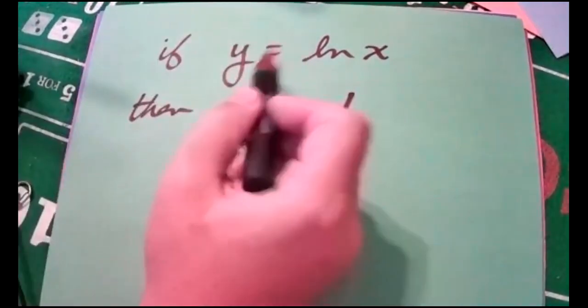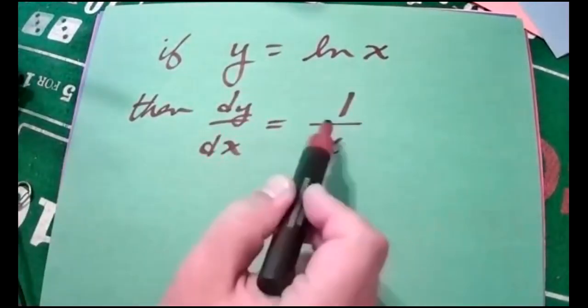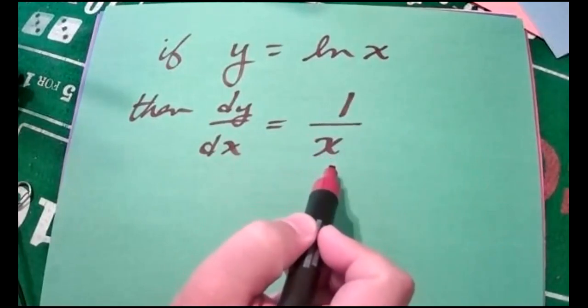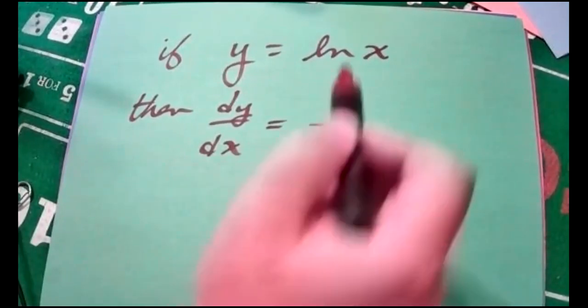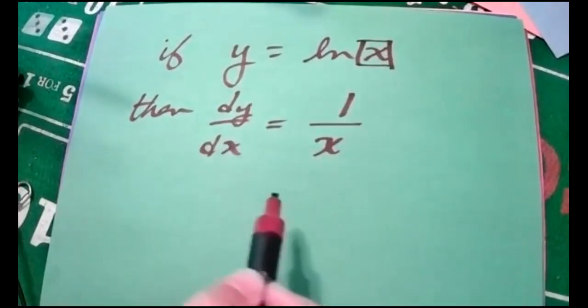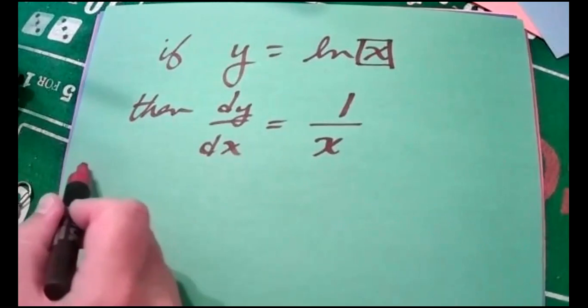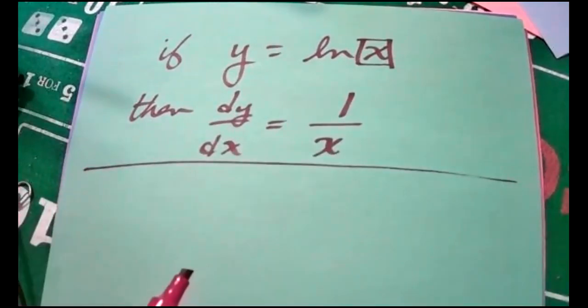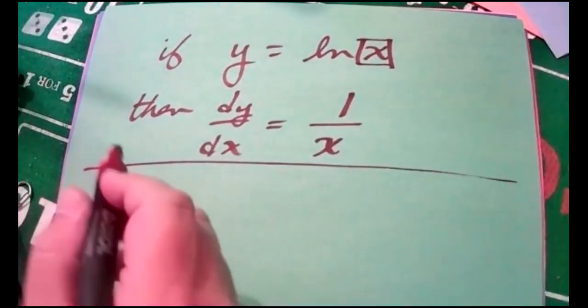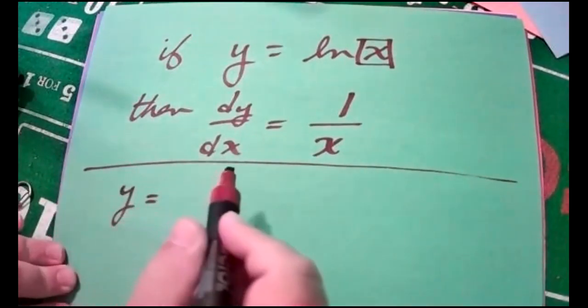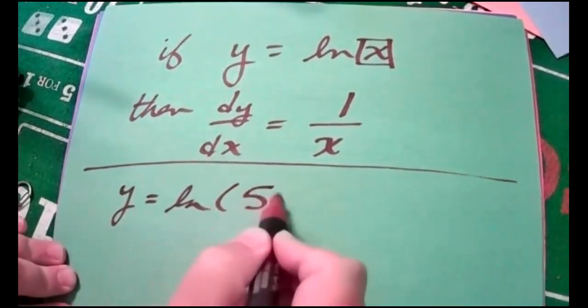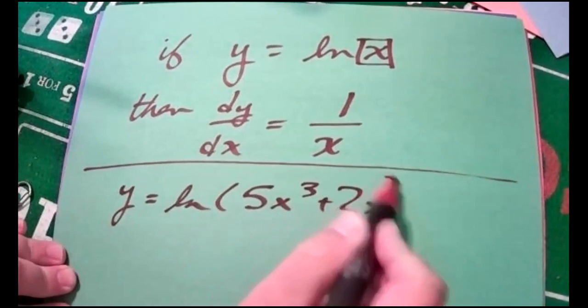All right, so the derivative of the natural log of x is 1 over x. And the chain rule can apply here because if you have something here that's not x, you write 1 over that something and then multiply by the derivative of what's inside. So for example, how about we take the derivative of y equals the natural log of 5x cubed plus 2x.